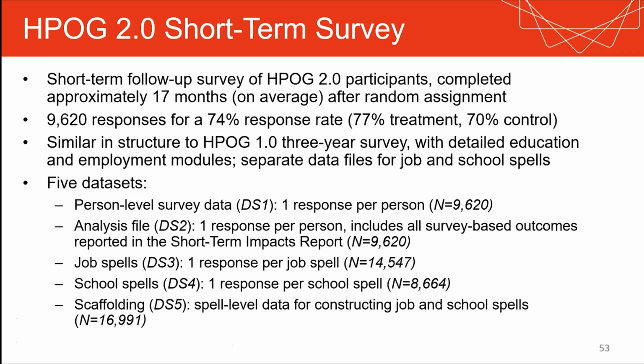The HPOG 2.0 short-term survey was fielded on average 17 months after random assignment, with a 74% response rate. This was similar in structure to the PACE and HPOG 1 3-year survey, so it had that detailed education and employment module. So again, a great data source for any sort of longitudinal look at patterns in employment and education in the 17 months after random assignment. There are 5 data sets here: a person level survey data file, an analysis file, which contains the recoded survey outcomes, and then 3 spell level data files, job spells, school spells, and a scaffolding file of spell level data that can be used to construct the spell history.